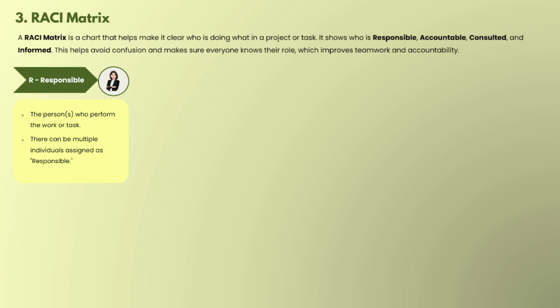The BA talks with the stakeholder, asks them questions, understands what they need, and writes everything down clearly in a document. This document helps the rest of the team know exactly what they want to build. So the BA is the one making it all happen. That's why they are responsible for gathering the requirements. I hope now you are getting the point of what responsible is. These are the ones who actually do the work as per the task.